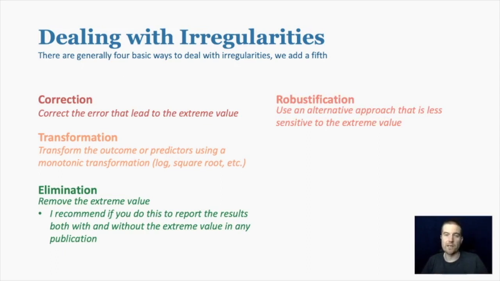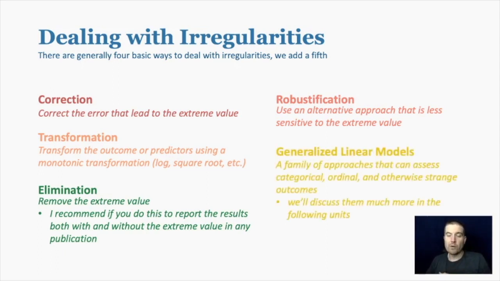Another approach is robustification. This is an approach that makes your results less sensitive to the extreme value. There are lots of ways to do this. We're going to briefly introduce three that help you deal with it in terms of the standard error. But there are ways of dealing with it in terms of the actual estimate itself as well.